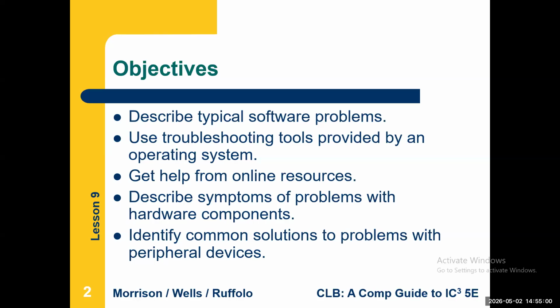Then we'll describe some symptoms of problems that are associated with hardware components. If there are issues with our hardware, we should be able to identify that this is a hardware problem and not a software issue. Then we should be able to identify common solutions to problems that come with our peripheral devices. Sometimes you could realize that the issues are not with the system unit, but rather with the devices that we connected to the computer system. So these are the objectives.